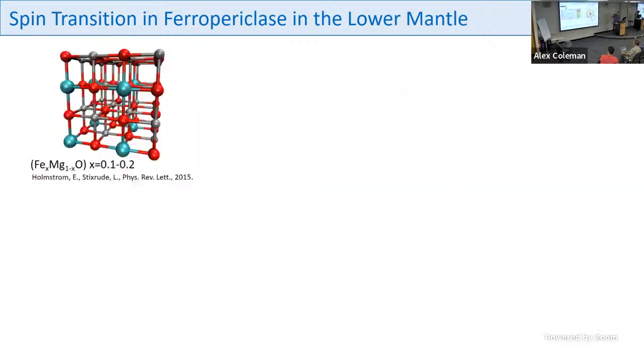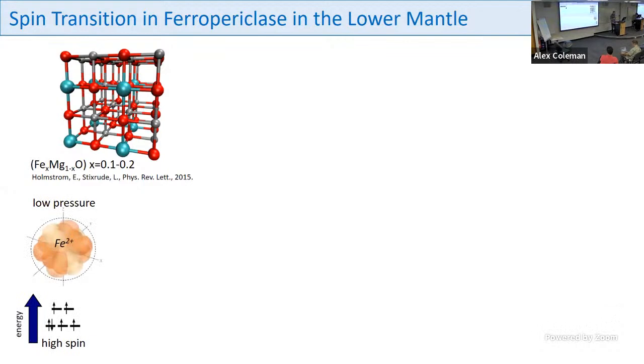I'm going to focus on ferropericlase. Ferropericlase has the cubic rock salt structure. It's basically magnesium oxide with between 10 and 20% of the magnesium ions replaced by iron ions. And iron is a transition metal, so when it's in ferropericlase, there's crystal field splitting, a splitting of the d orbitals of the electrons. At low pressures, the electrons could be pictured like this. You have 4 unpaired electrons.